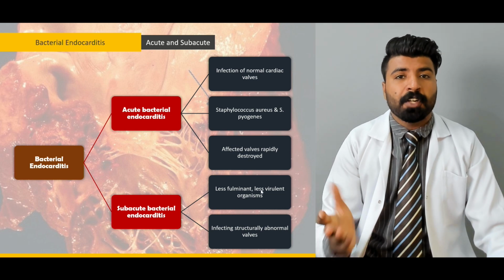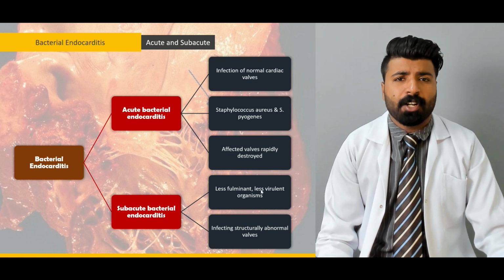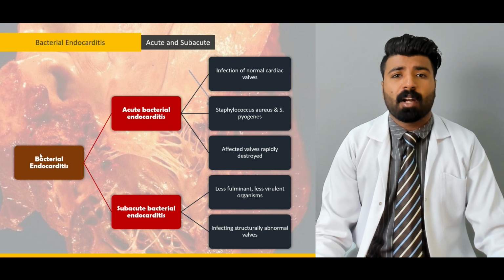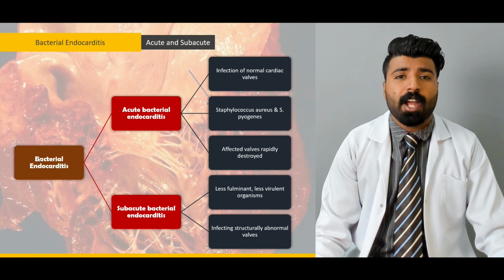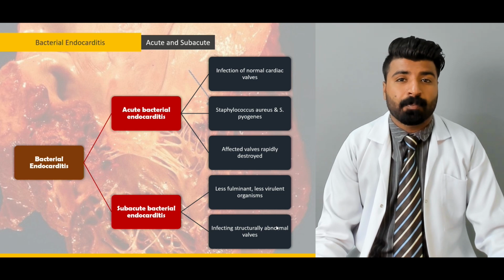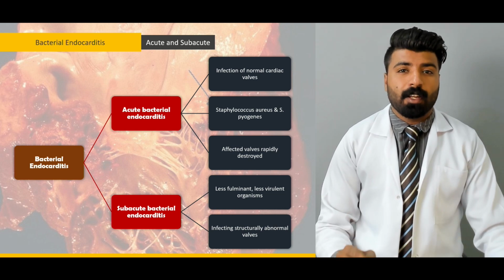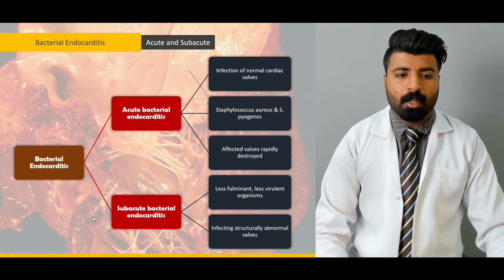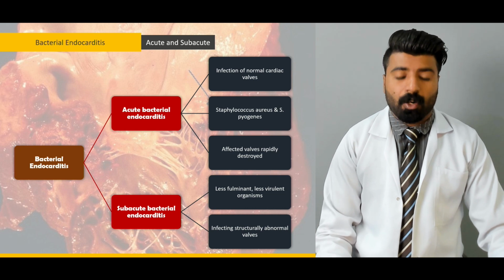So a patient developed rheumatic fever in childhood, was treated, fine now, but over time that patient develops some kind of bacterial endocarditis. What kind of bacterial endocarditis would that be? It will be subacute bacterial endocarditis, because these organisms are going to affect these structurally abnormal valves which were a consequence of rheumatic fever in childhood. So that person is going to develop subacute bacterial endocarditis. I hope this acute and subacute is clear to you now.